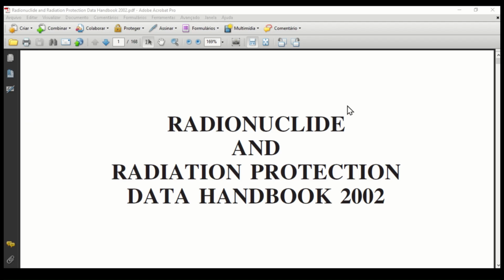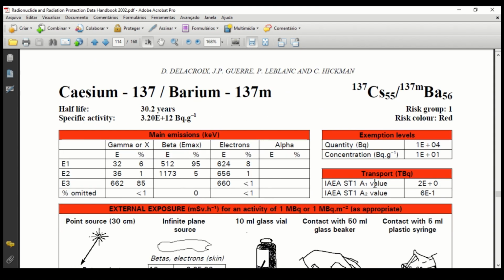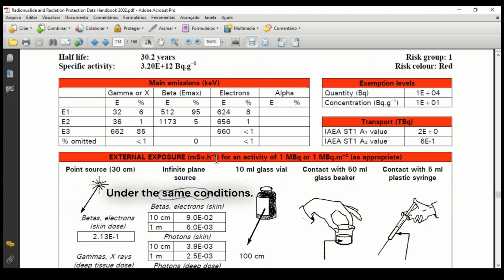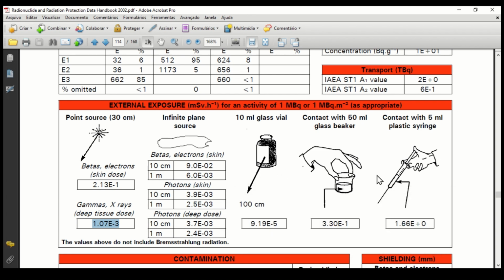Let's check the dose rate values in the Radionuclide and Radiation Protection Data Handbook, 2002. Under the same conditions, this publication presents a deep tissue dose equivalent rate of 1.07 microsievert per hour, notwithstanding the small differences between bibliographic references. While the calculated dose rate is similar, it is not directly comparable to the specified value because the calculation did not incorporate the photon emission probability, which is not 100% in case of cesium-137.